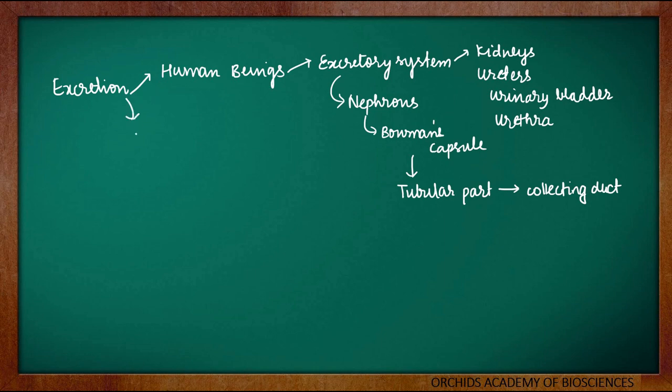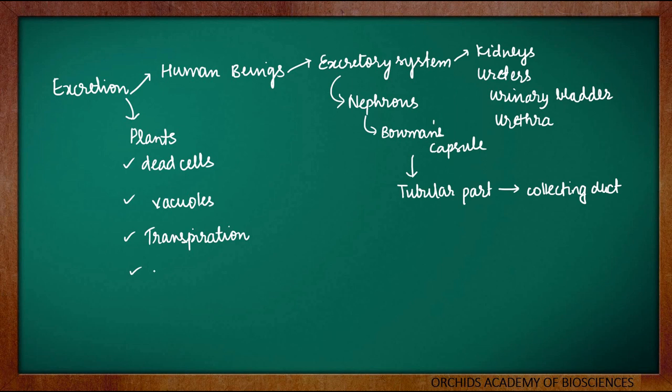And finally, we also saw the excretion in plants and how the plants get rid of their waste material. They get rid of their waste material by storing them in the dead leaves which fall off. They store the waste materials in the vacuoles. They also lose the excess water from the plant through the process of transpiration, and some of the waste material are excreted into the soil which is present around the roots. This is how the plants get rid of the waste products which are produced by them.